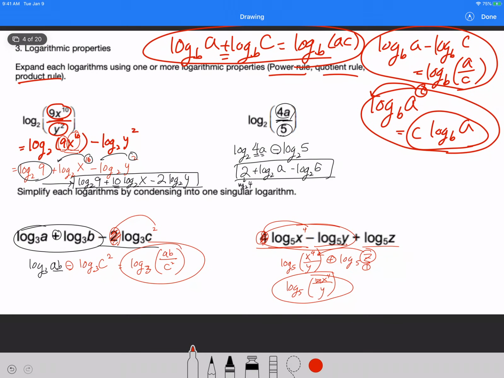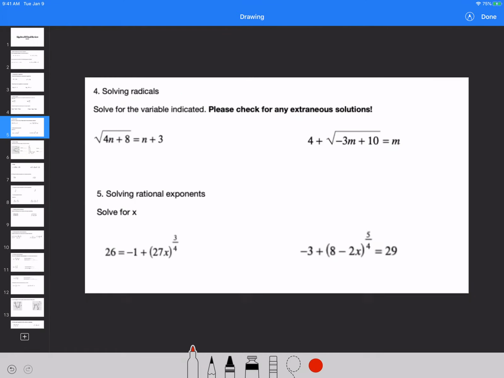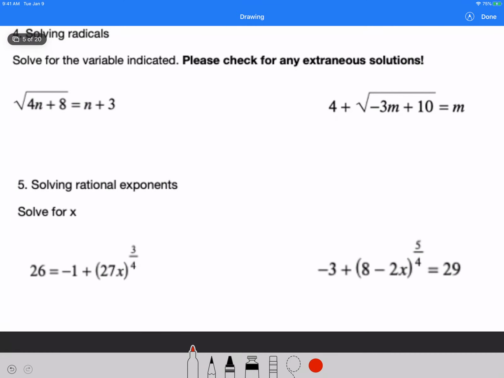Okay, so logarithmic properties is done. Next question. Okay, solving radicals. All right, solve for each variable indicated. Please check for any extraneous solutions. For all of these, you're just going to be squaring it. Not right away though, like the second one is, because you gotta get the square root completely by itself, then you want to square it and get it out of the way.